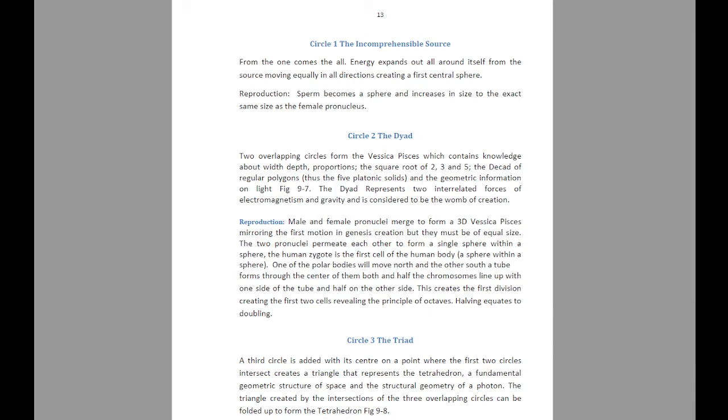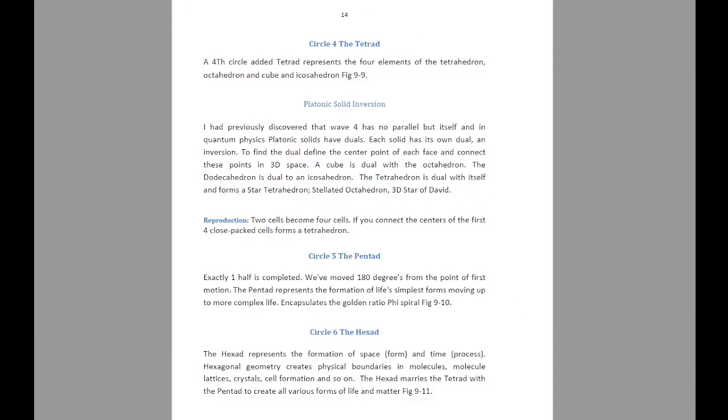Circle 3: triad. The third circle is added with its center on a point where the first 2 circles intersect, creating a triangle that represents the tetrahedron, a fundamental geometric structure of space and the structural geometry of a photon. The triangle created by the intersections of the 3 overlapping circles can be folded up to form the tetrahedron, figure 9-8. Circle 4: tetrad. The fourth circle added represents the 4 elements of the tetrahedron, octahedron, cube and icosahedron, figure 9-9.